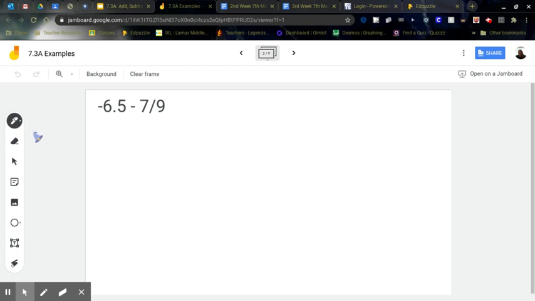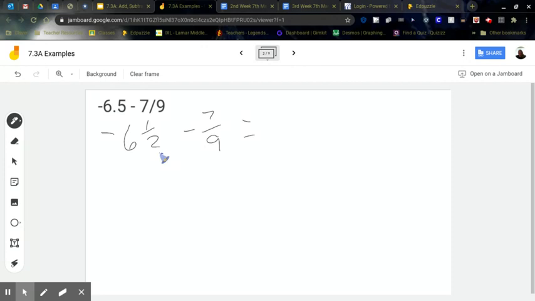Okay, negative 6.5 minus 7/9. Okay, this time I'm going to make them both fractions because 7/9 as a decimal is not a pretty number. It's hard to add and subtract with and to use. So we're going to do both fractions this time. So I know 0.5 is 1/2, so we know that's negative 6 1/2 minus 7/9. Okay, and then look, I don't like adding mixed numbers and regular fractions, so I'm going to change this into an improper fraction.